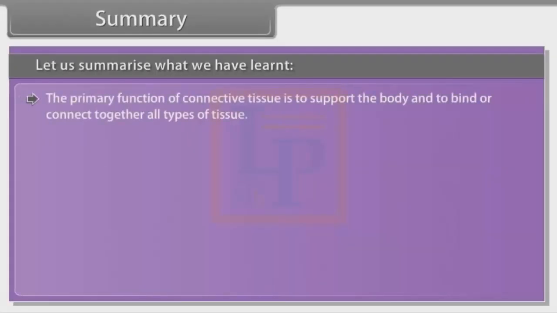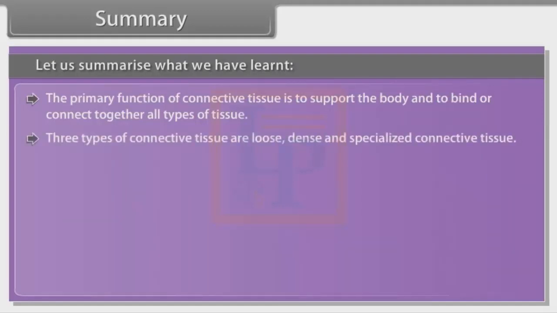The primary function of connective tissue is to support the body and to bind or connect together all types of tissue. Three types of connective tissue are loose, dense, and specialized connective tissue.